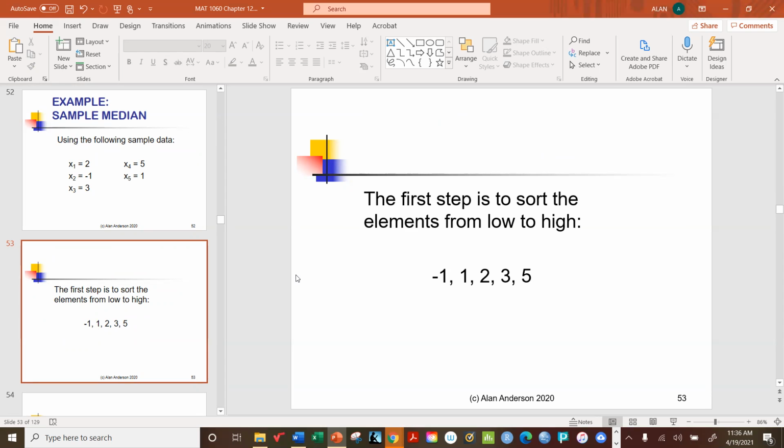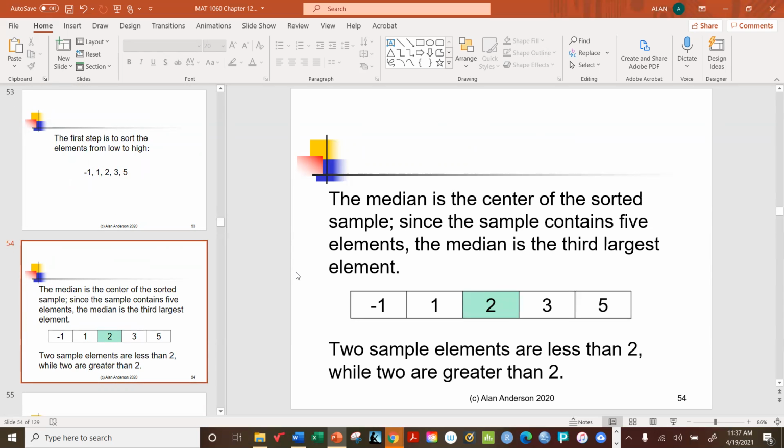Okay, now where's the median? Well, here we have an odd number of values. So the median is defined to be the value in the middle. What would that be? In this case, that would be 2. Two values are less than 2 and 2 are greater than 2. So 2 is the median of this sample. That's all there is to it.